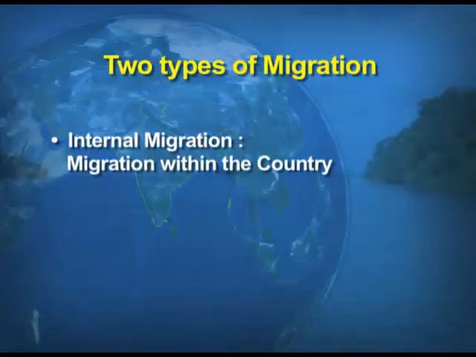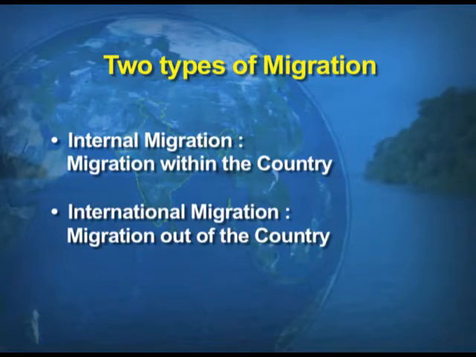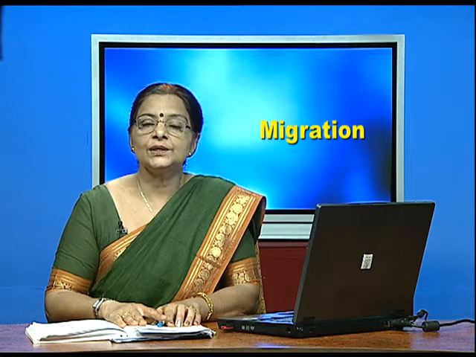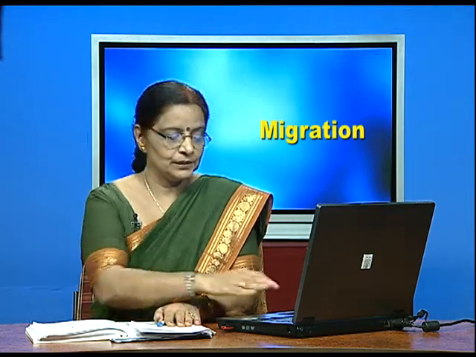Now we talk about the two types of migration. The two types are internal migration and international migration. Now, dear children, internal migration is the one which is within the country only, and international migration is when people migrate out of the country.